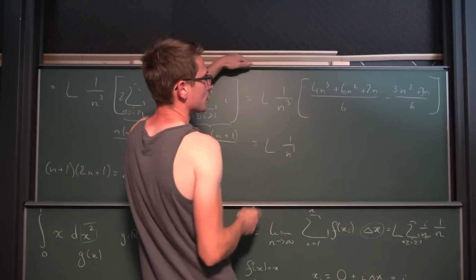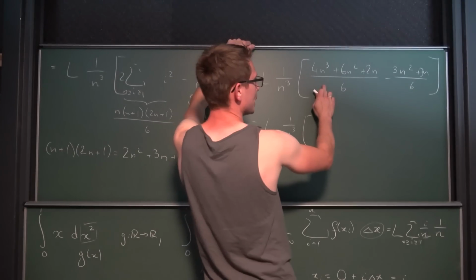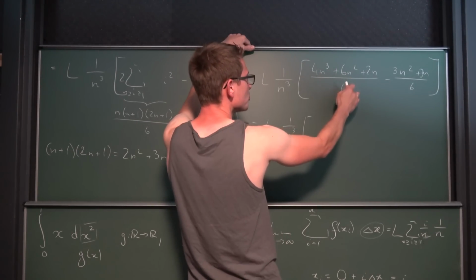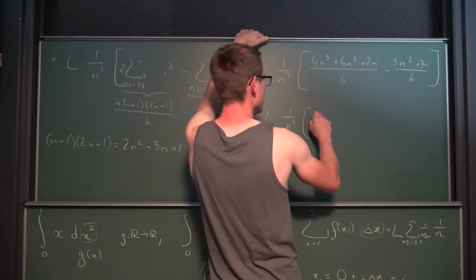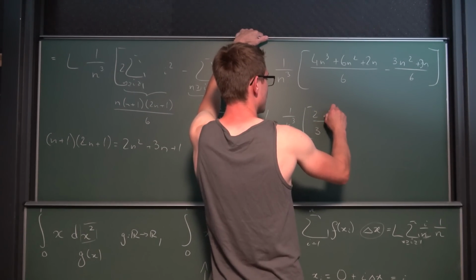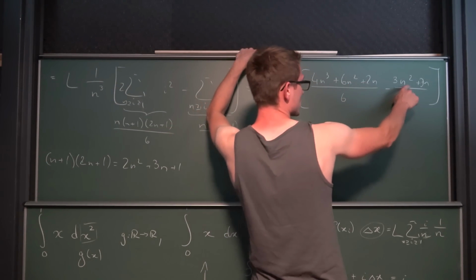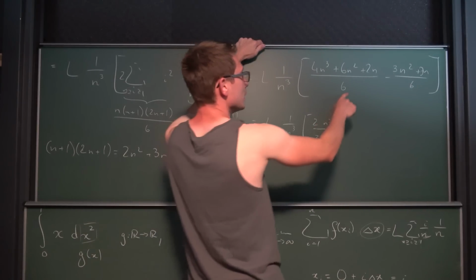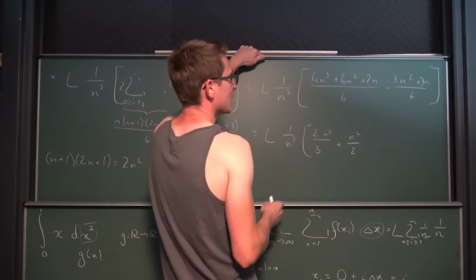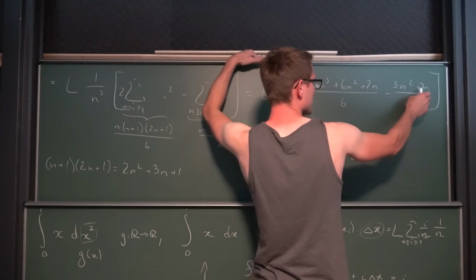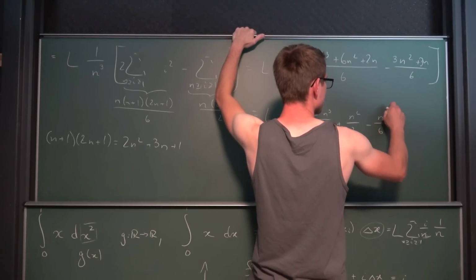And then we are going to get a fraction where we can break it up. So we are going to get 4 divided by 6, or 2 divided by 3, but with an n cubed. Next up, we are going to get plus: 6n squared minus 3n squared is 3n squared. Divided by 6 is going to give us n squared divided by 2. And last but not least, we are going to get 2n minus 3n is negative n, so negative n divided by 6.